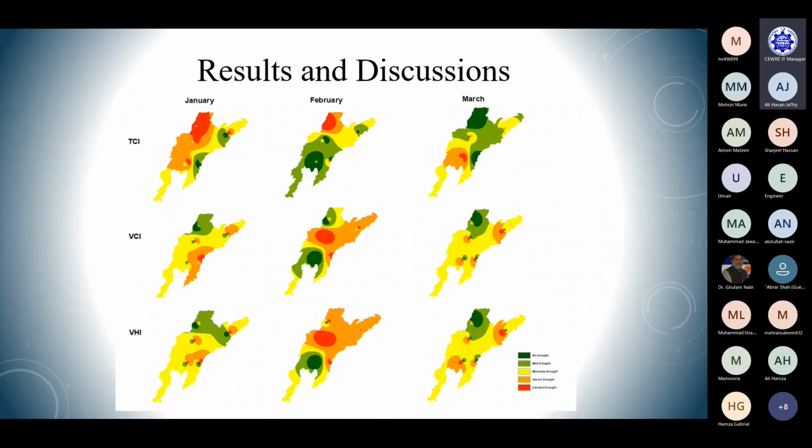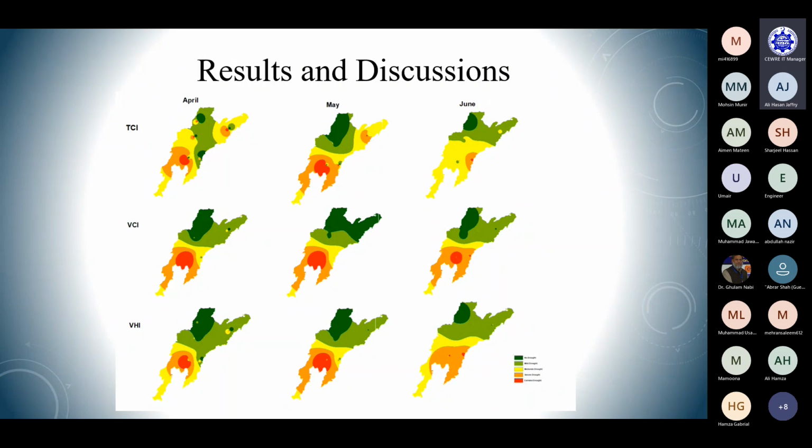So here, if we talk on a monthly basis, in Bhakkar, TCI and VCI are showing no drought in January, February and March, while VHI is showing a mild drought in January and no drought in February and March. In April, TCI is showing no drought, while VCI is showing severe drought, and VHI is showing mild drought. In May and June, VHI is showing extreme and severe drought. The months of July, August, September, October are mild in terms of drought conditions according to the TCI index.